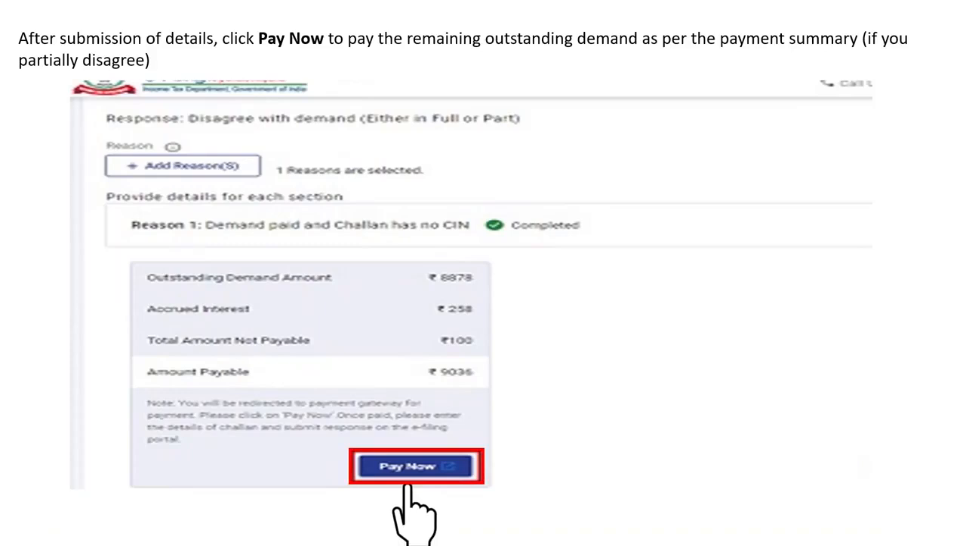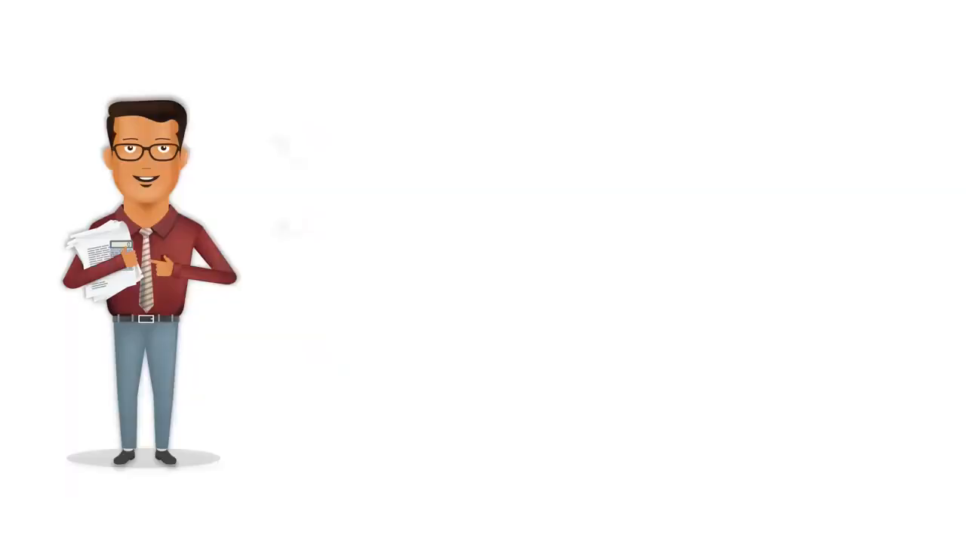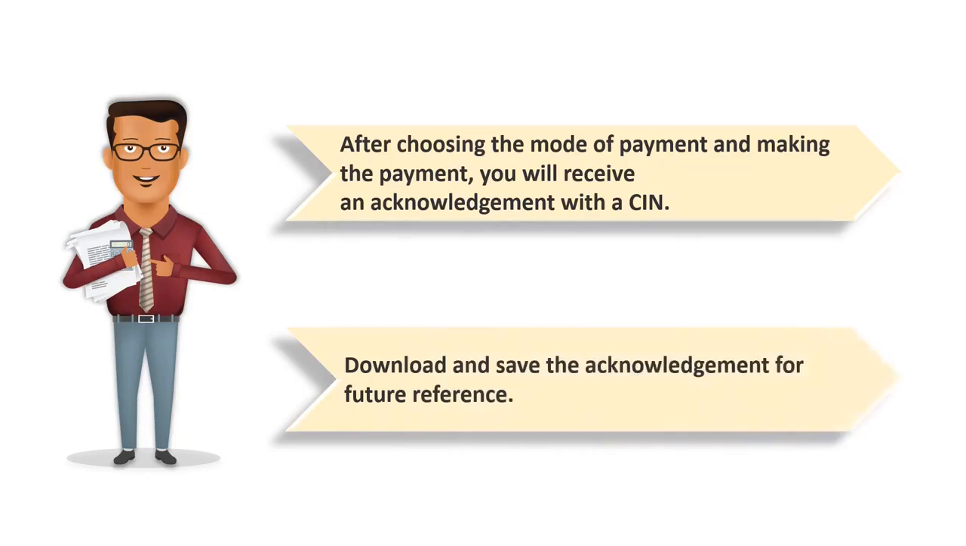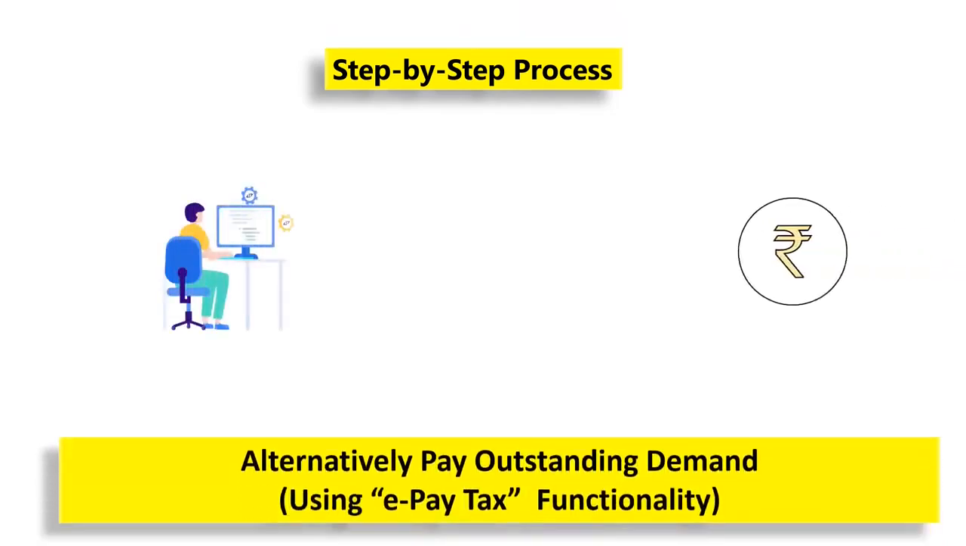Once again, you will be redirected to the ePay tax functionality where you would be required to select the mode of payment and then make the payment. After making the payment, you will receive an acknowledgement with a challan identification number. You can download and save the acknowledgement for future reference. Alternatively, you can also make the payment of your outstanding tax demand using ePay tax functionality.